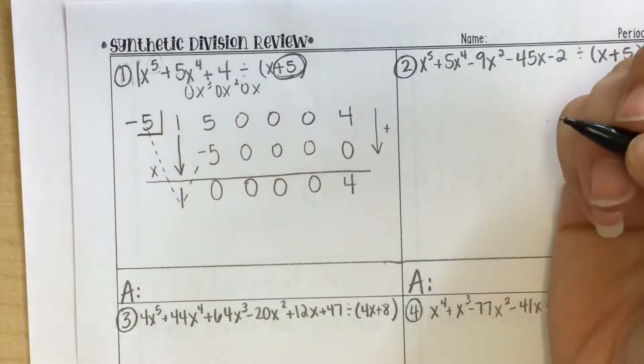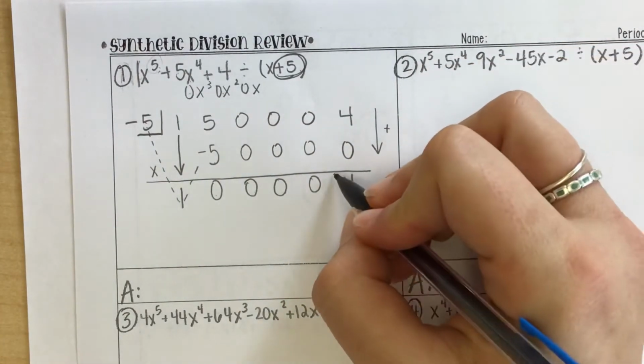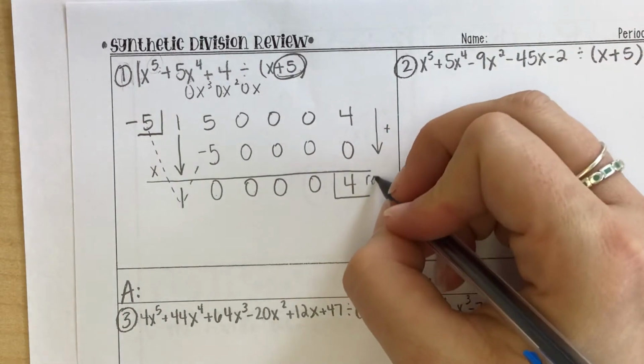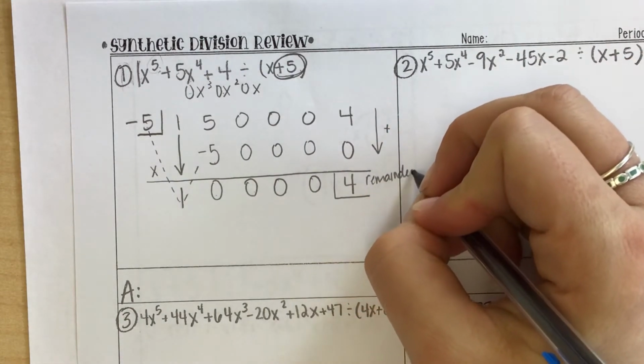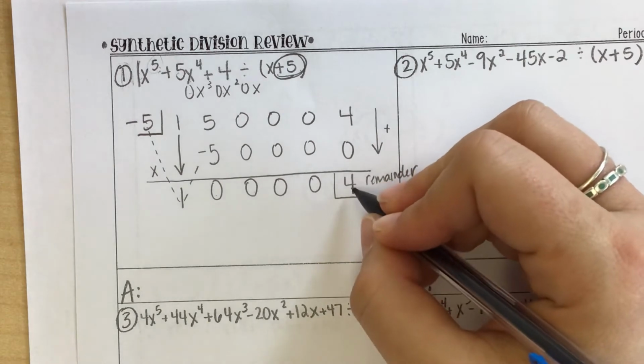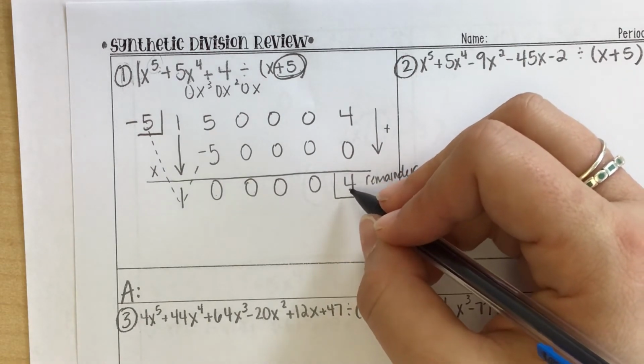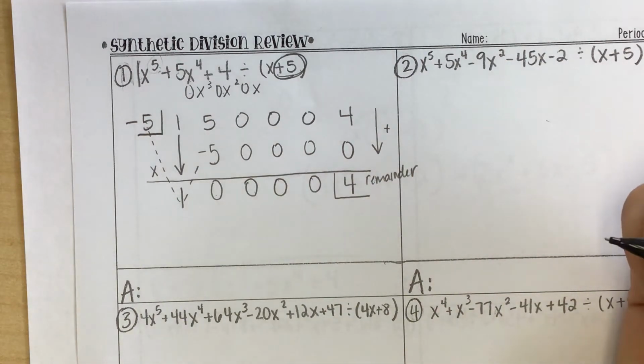Add going straight down. Now, this last number, I always put in a corner as well. This is going to be your remainder. So this is always your remainder. Sometimes this number is going to be 0, which means you have no remainder. Sometimes you have a number here. That means you have a remainder.